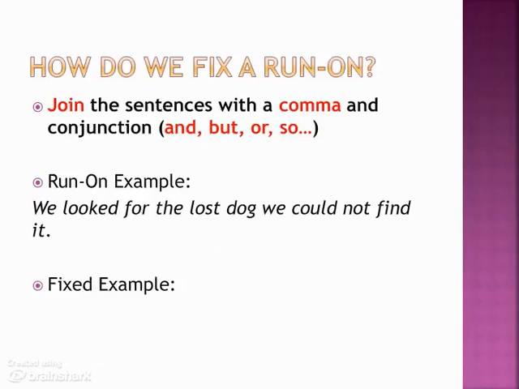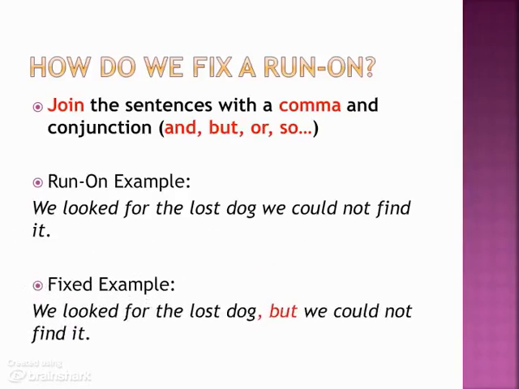Here's a run-on example. We looked for the lost dog, we could not find it. Notice we have two complete sentences here, so we have to fix them. So what we're going to do is join the sentences together with a comma and the conjunction but. We looked for the lost dog, comma, but we could not find it.